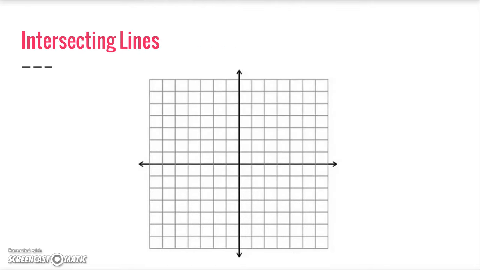So let's talk a little bit about intersecting lines. Our solution is going to be where two lines intersect. So in this case, we have our pink line and our green line. And the point that they intersect is going to be our solution. In this case, it's going to be 2, negative 3.